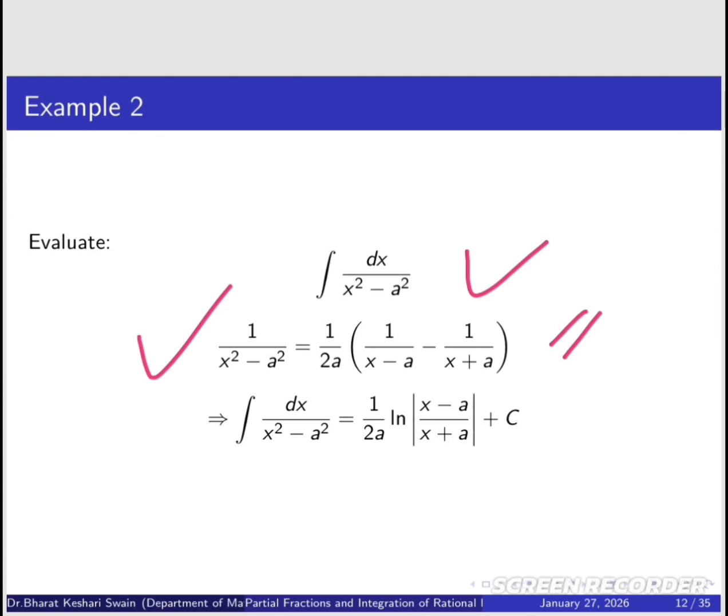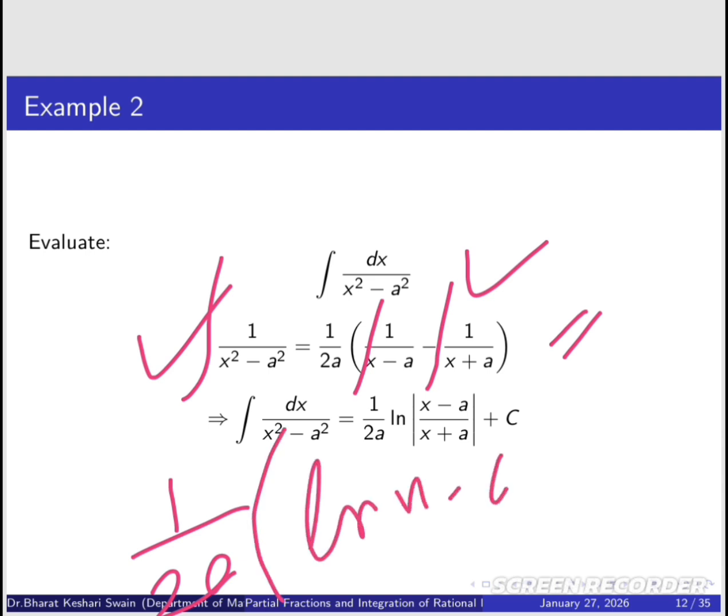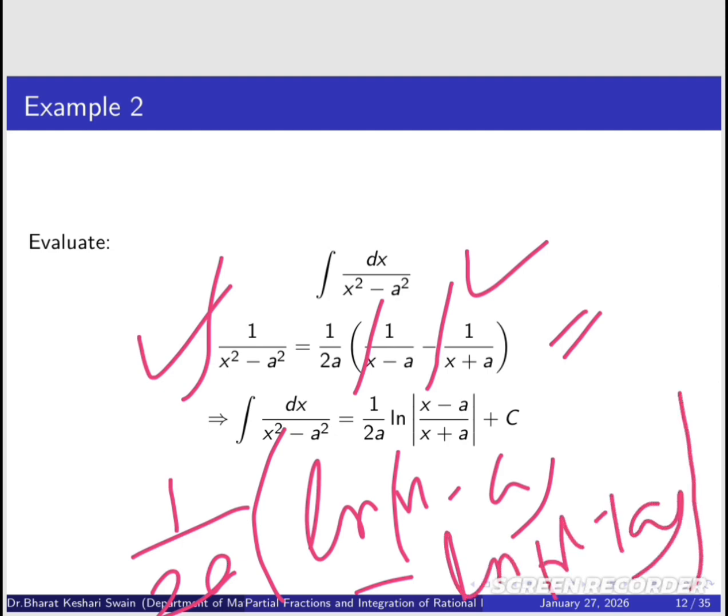That means the integration of 1 by x square minus a square is the integration of 1 by x minus a and the integration of 1 by x plus a. That is ln |x minus a|, so it will be 1 by 2a into (ln |x minus a| minus ln |x plus a|). And if I solve it, we can get the answer like this. Clear?